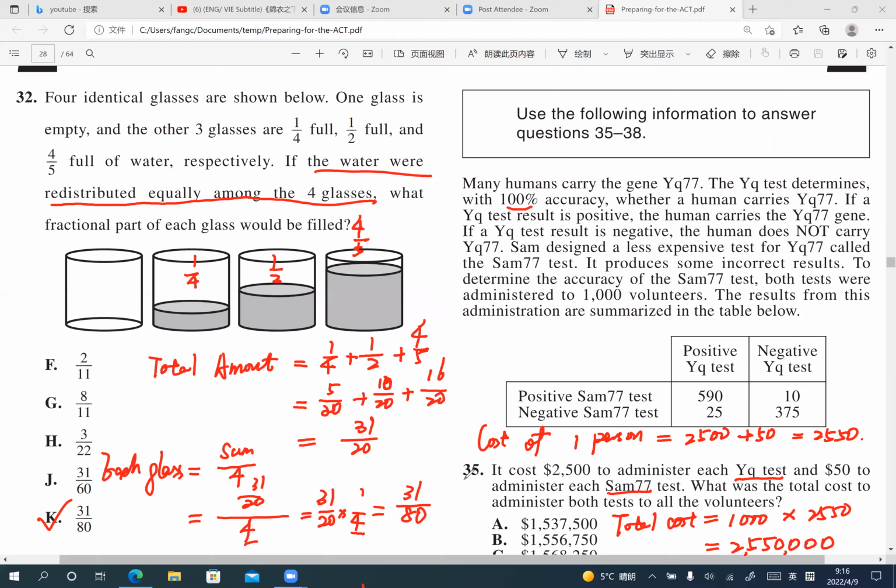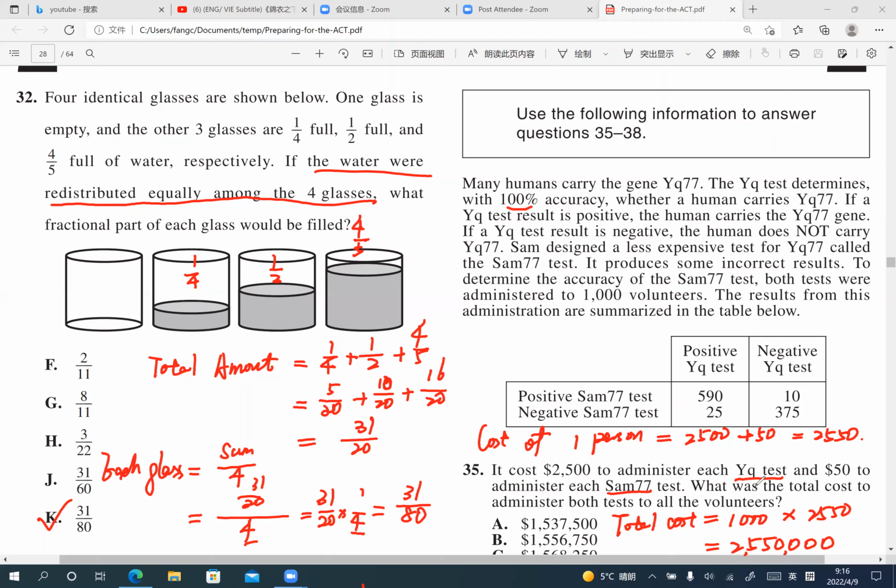So, question 35. It cost $2,500 to administer each YQ test and $50 to administer each SAM77 test. What was the total cost to administer both tests to all the volunteers?